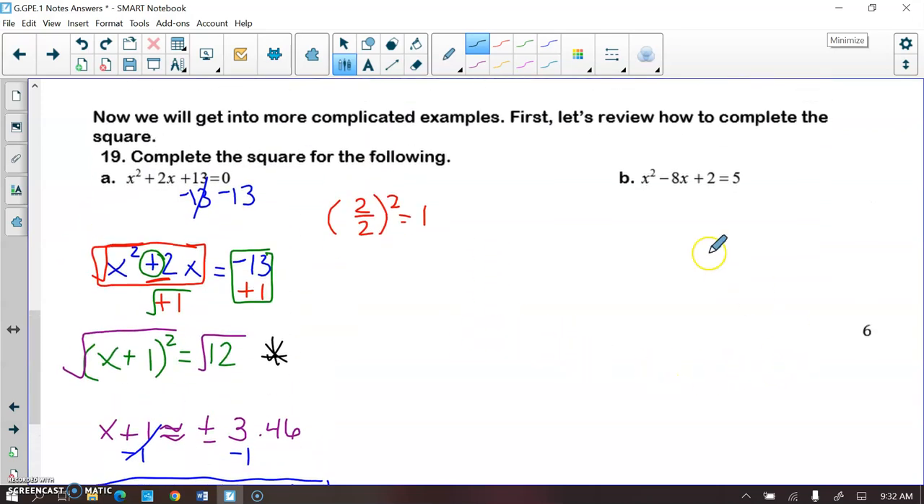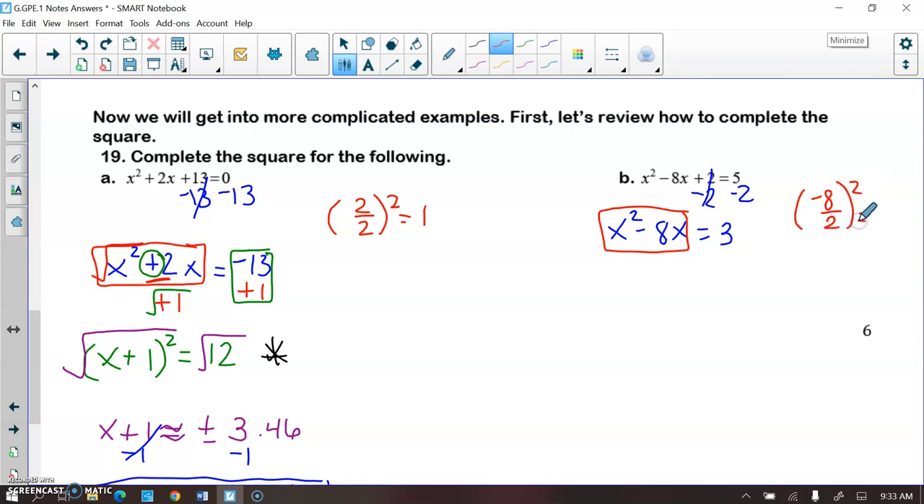All right, let's review again completing the square with letter B. I'm going to first get all my constants to the other side. So I have x squared minus 8x is equal to 3. On the left side, I'm going to turn this into a perfect square trinomial. So I take my b value, I divide by 2 and I square it. Negative 8 divided by 2 is negative 4, and negative 4 squared is 16. I add that 16 to both sides.